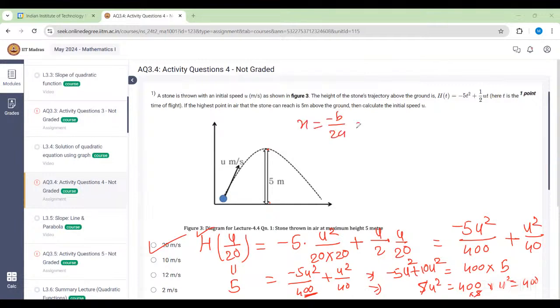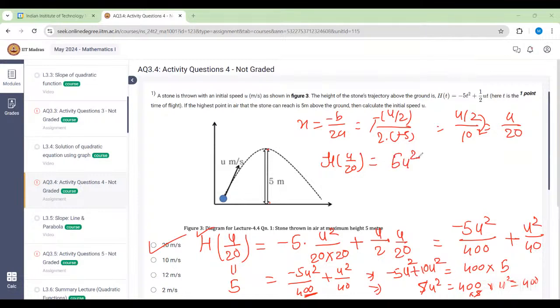Minus b by 2a. So minus of u by 2 into minus 5. So minus minus cancel out. You will get u by 2 into 10. But this 2 also came into the denominator, so u by 20. And if you compute h of u by 20, you will get something like 5 u square by 400. And it's given that it's 5. So B is half, right?